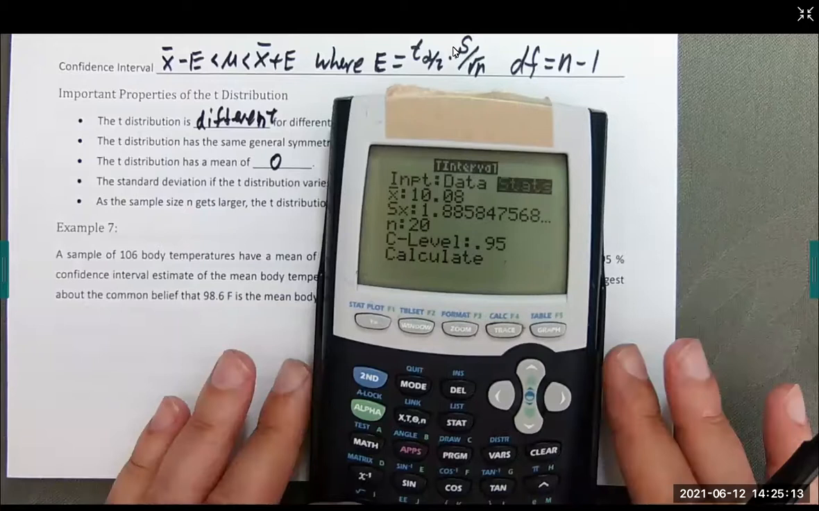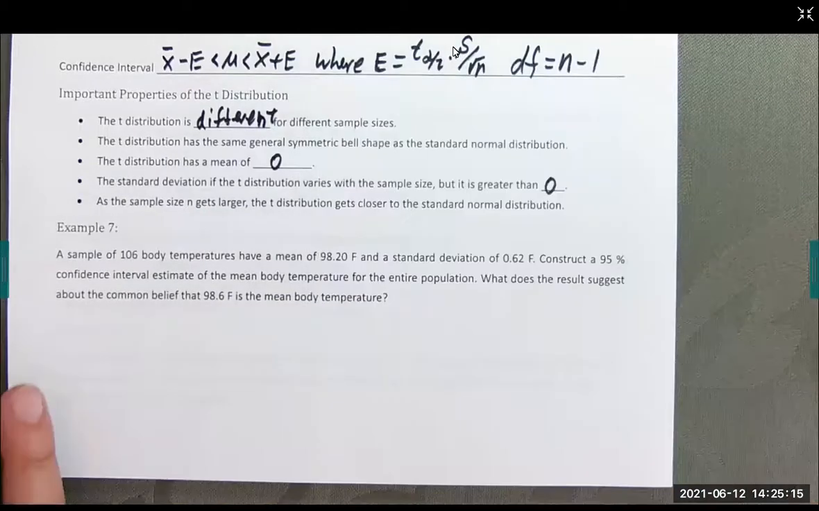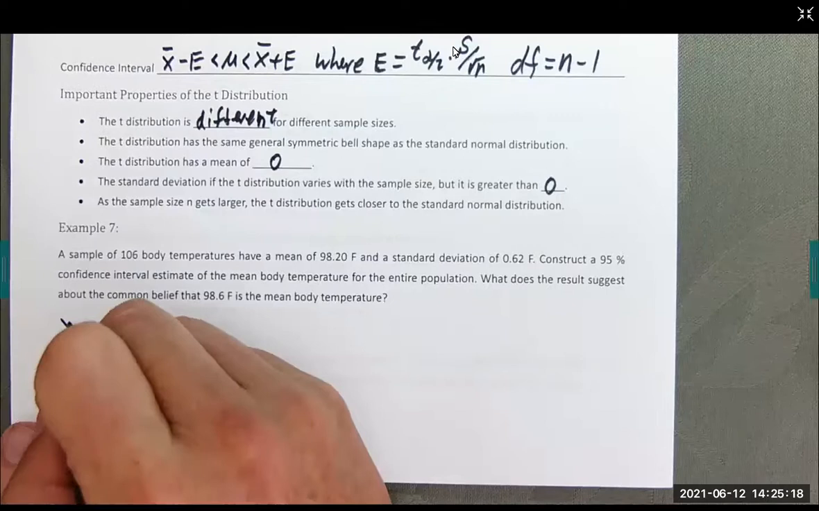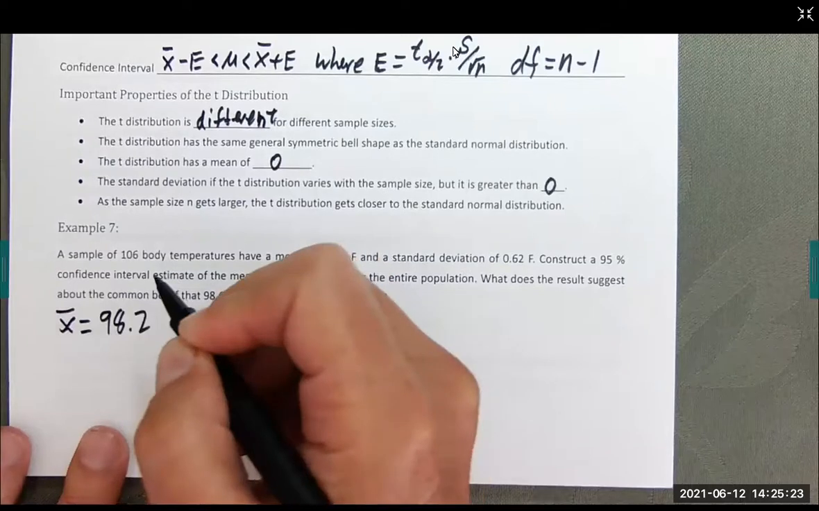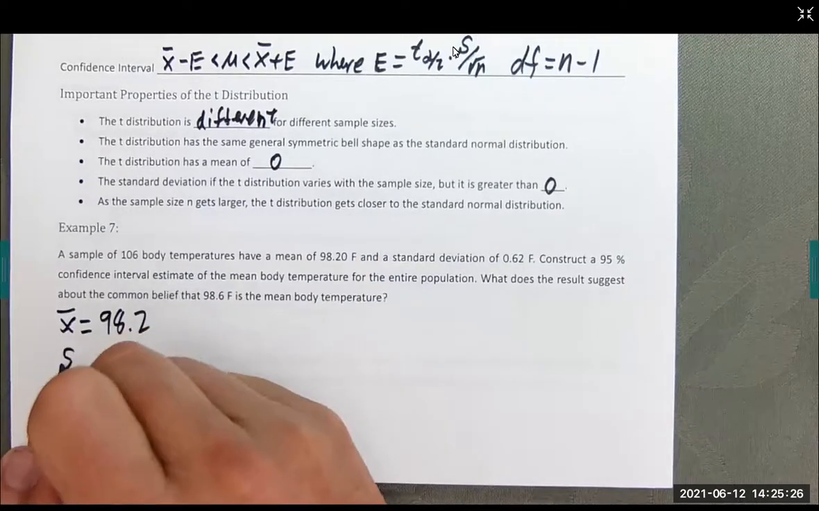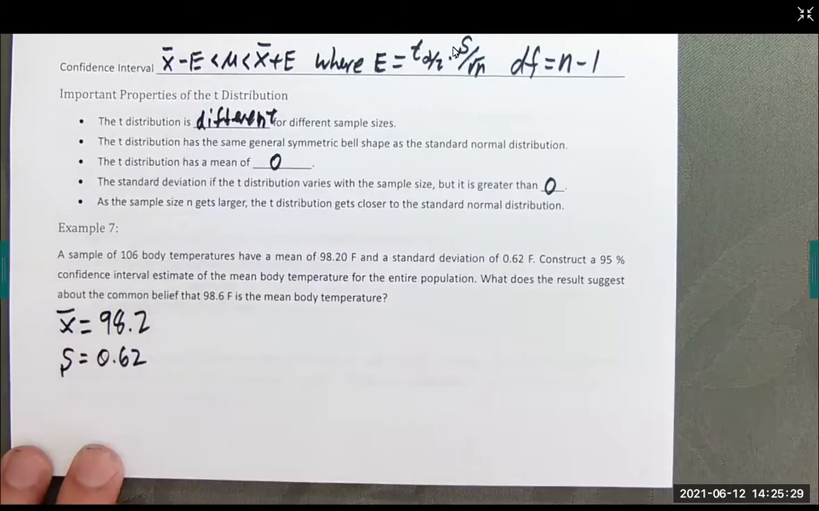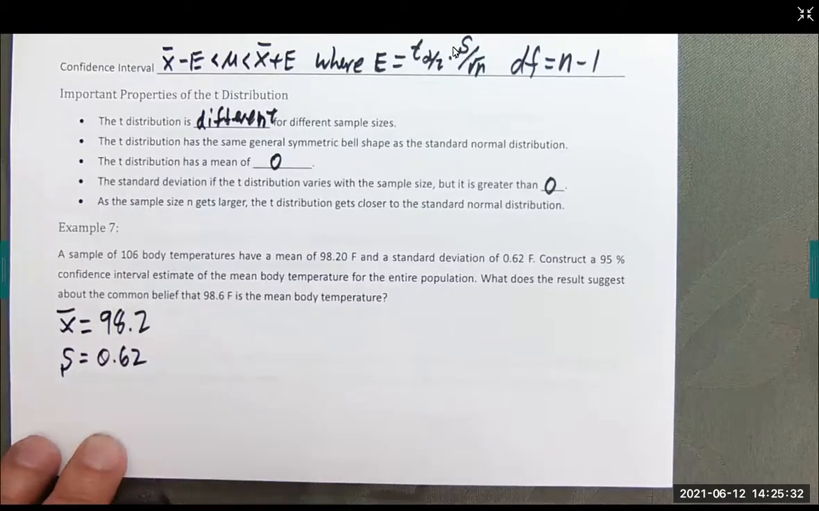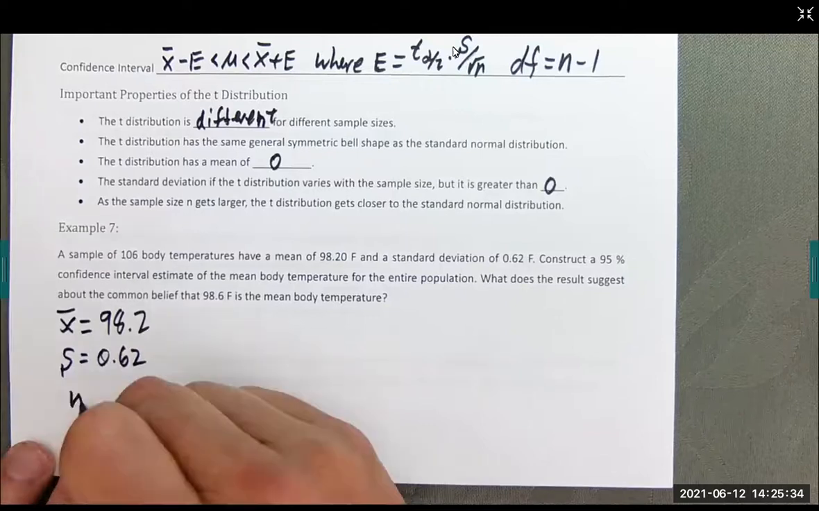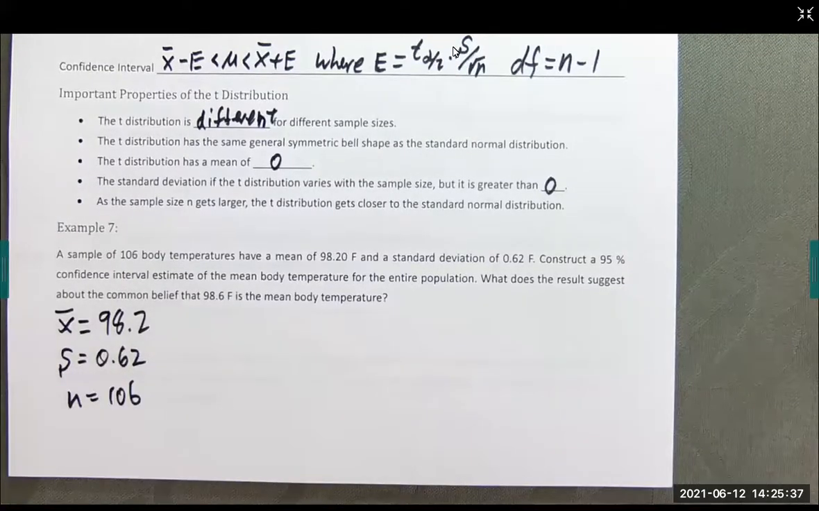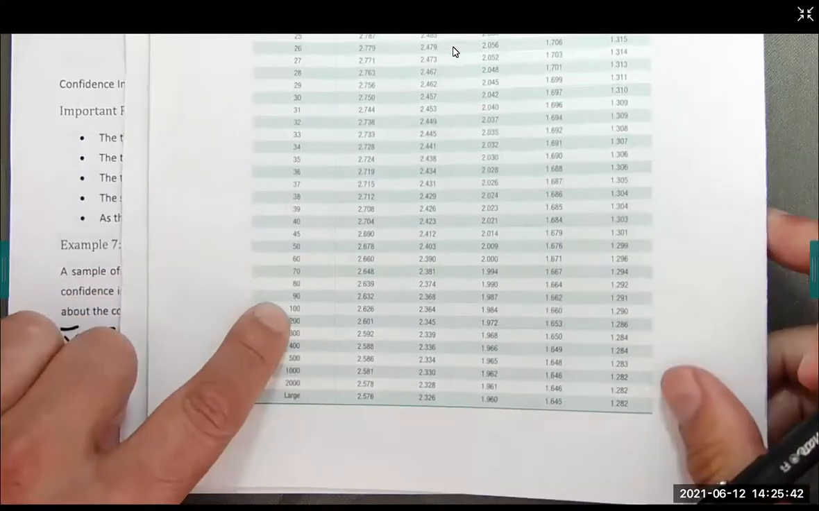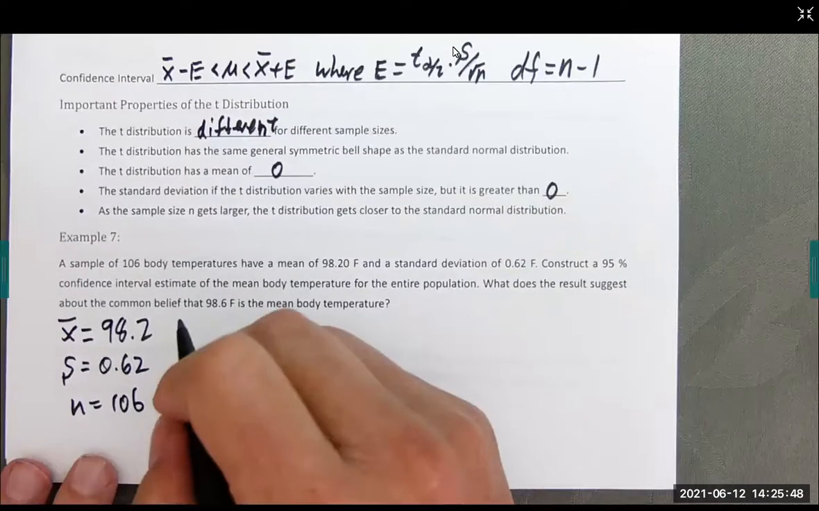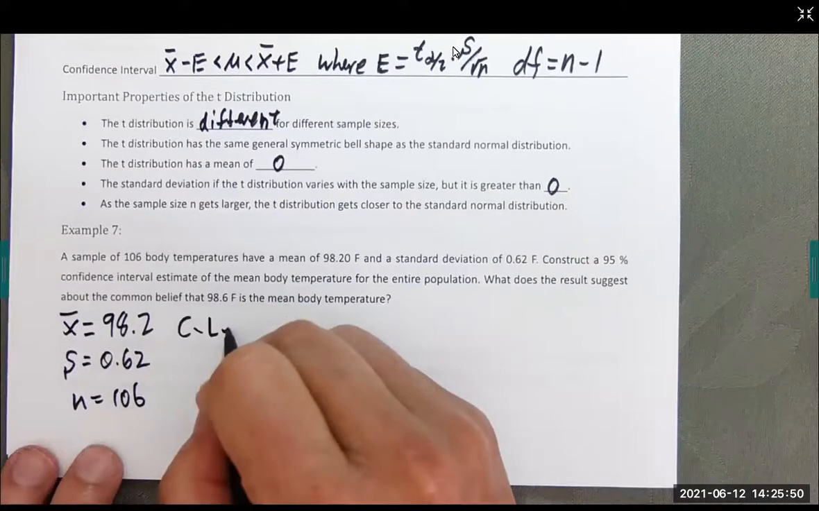So let's write down what we do have. We have x bar 98.2. We have our standard deviation of 0.62. And we have n equals 106. Now, those of you that would need to look this up on a table, you'll notice we don't have a 106. You would have to use the 100. And we have our C level is 95%.